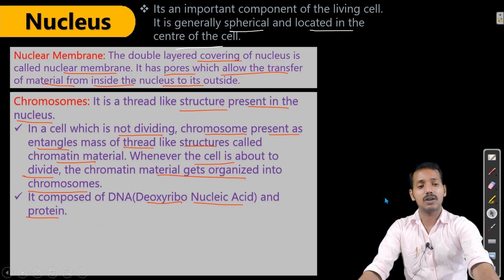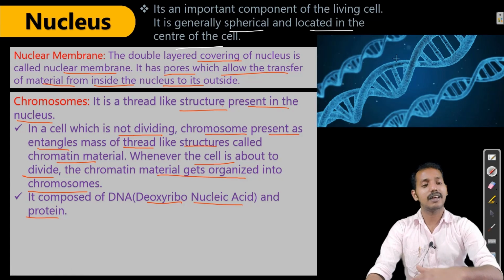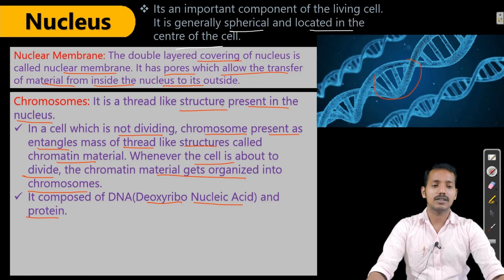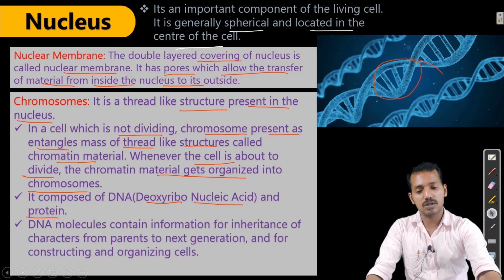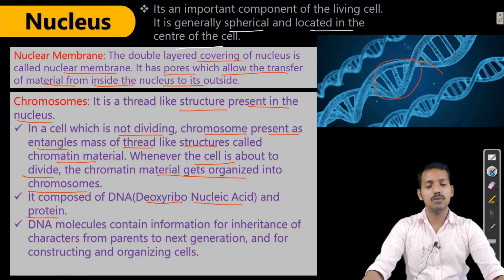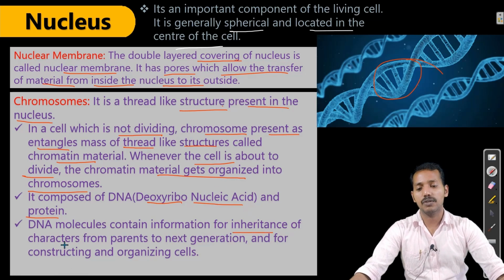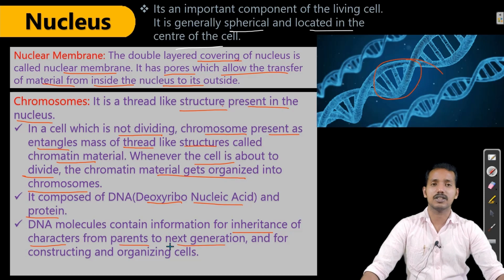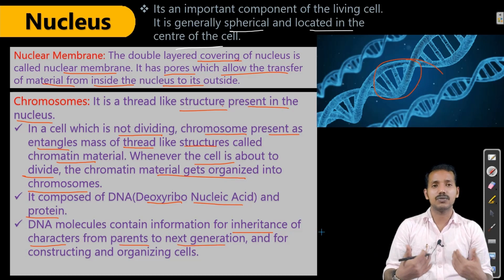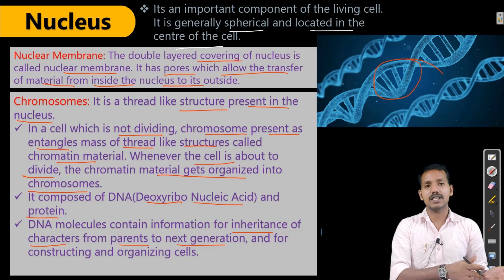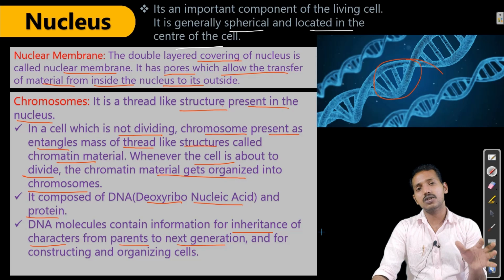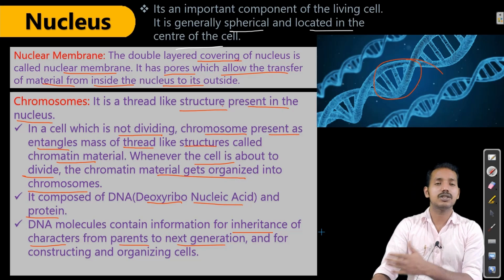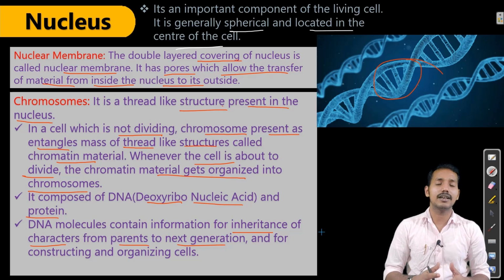DNA structure is highly complex. It is actually a double-stranded helix structure. This is the typical structure of DNA. And this DNA stores, or contains, information for inheritance of characters from parents to the next generation. Different characters which we have are transferred from our parents. So the inheritance of characters from generation to generation is done because of the information stored in the DNA.